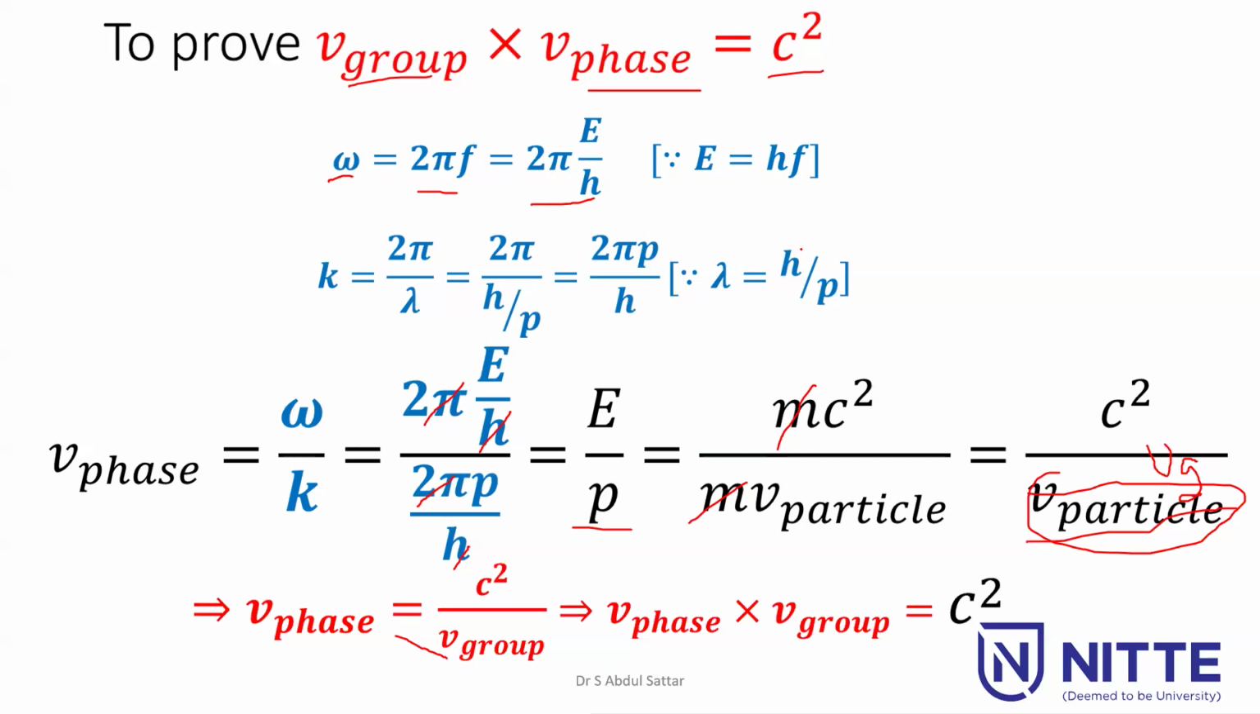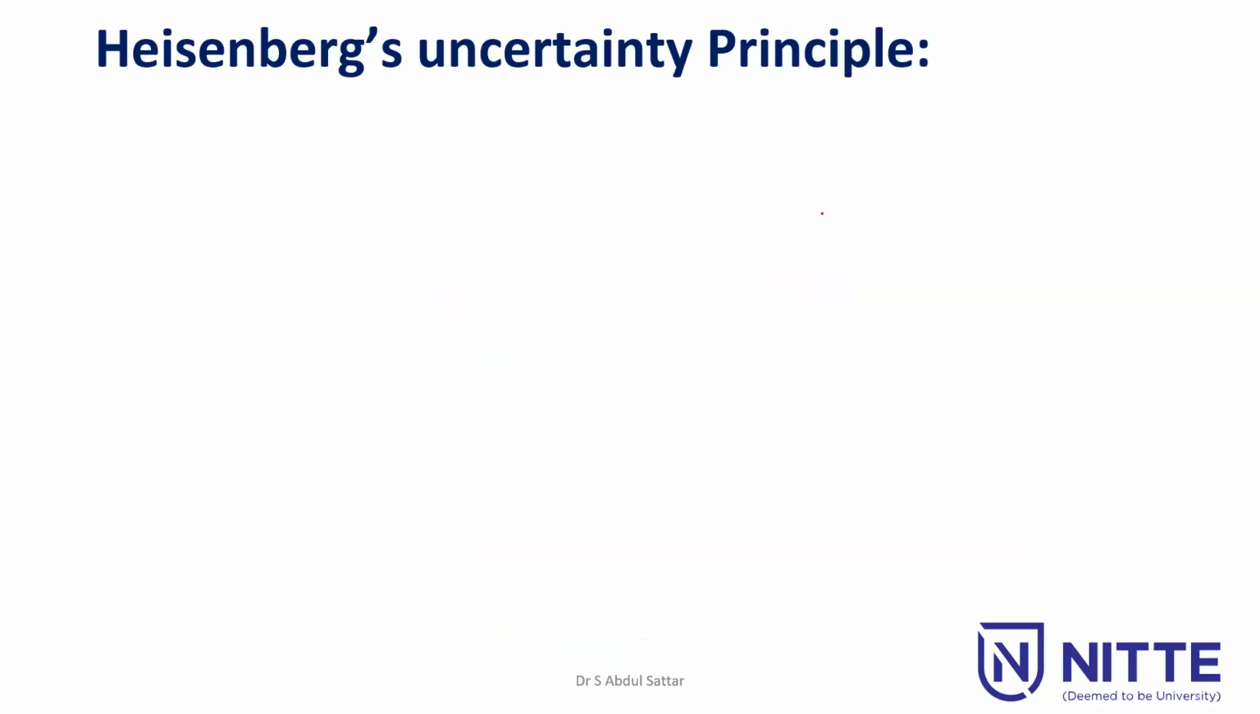Next, a very important concept, that is the Heisenberg uncertainty principle. What is Heisenberg's uncertainty principle? It is impossible to measure a pair of conjugate physical variables simultaneously to a desired degree of accuracy. For example, position x and momentum p are one pair of conjugate physical variables. These two quantities we can't measure exactly at the same time.